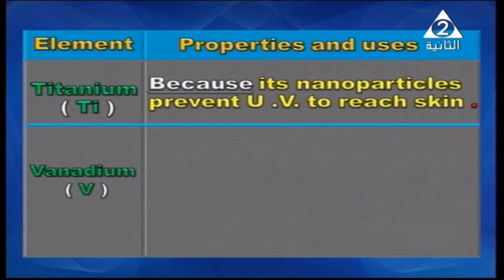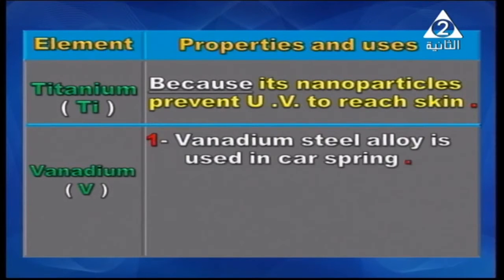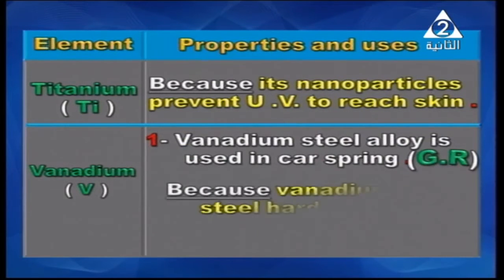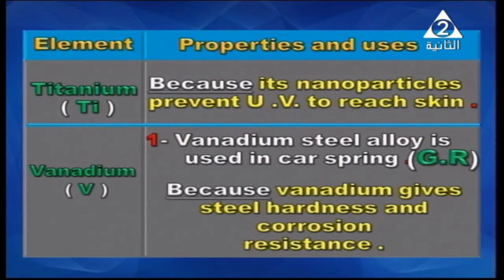The next element, which is vanadium. The vanadium steel alloy is used in car springs, and we have given the reason for this point: because the vanadium gives the steel hardness and corrosion resistance.